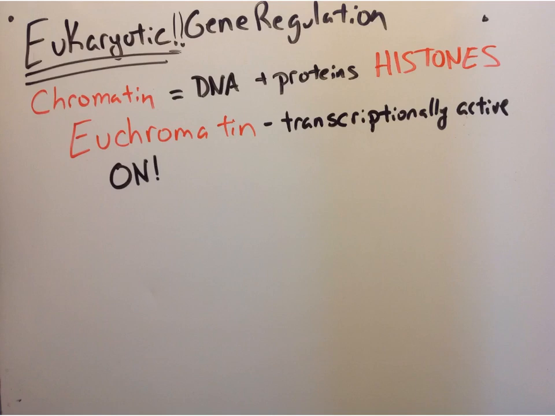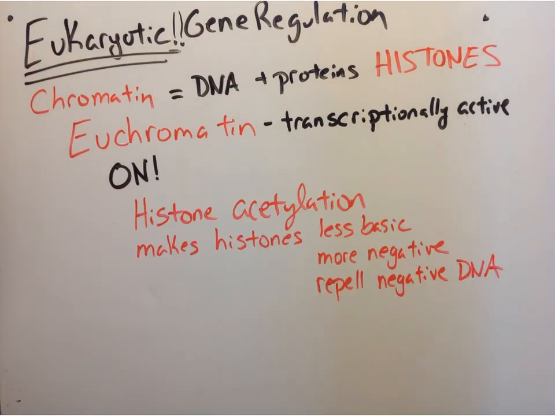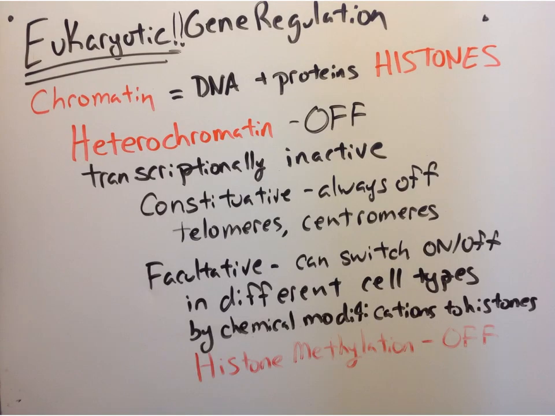Euchromatin is stretches of the DNA that are transcriptionally active or on or can be expressed. Histone modifications determine whether a stretch of DNA is euchromatic or heterochromatic. Histone acetylation makes the histones less basic or more negative so that they repel the negatively charged DNA, loosening the interaction between the histones and DNA and making it easier for RNA polymerase to come in and transcribe the genes in that region. In heterochromatin, the histones are often methylated.